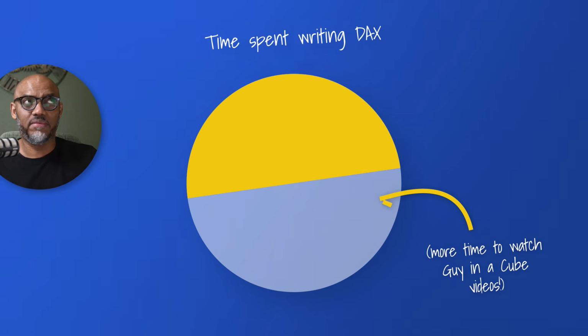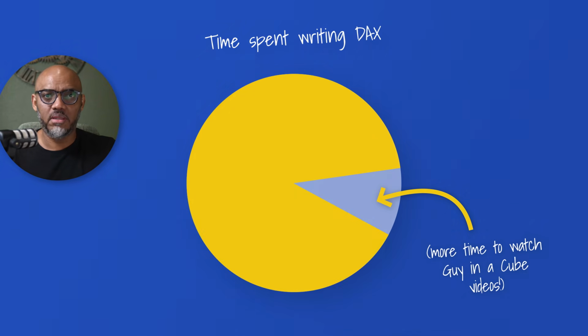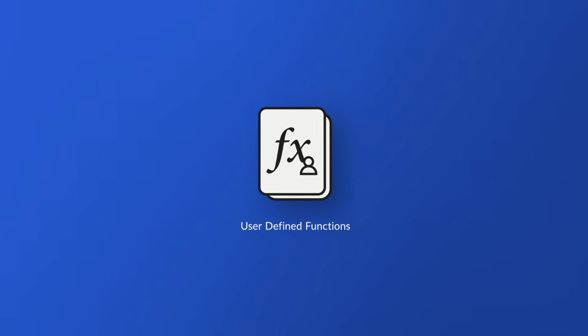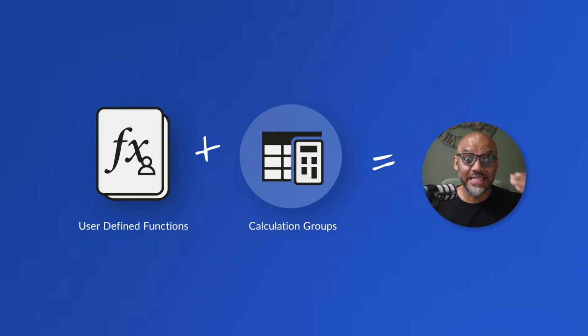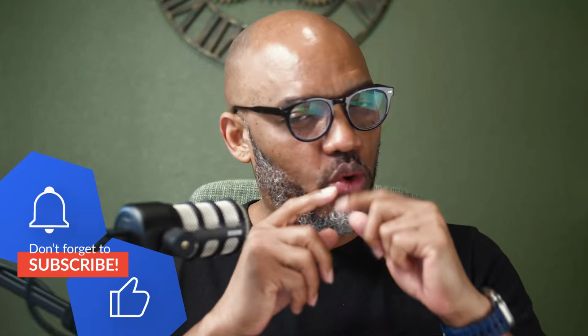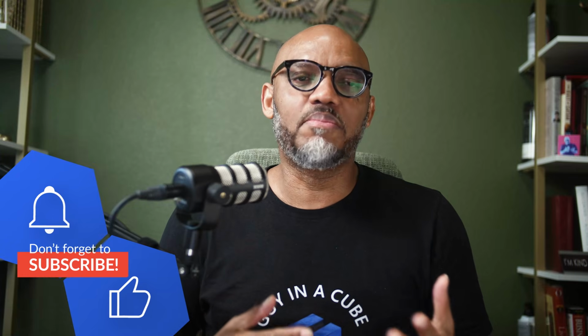What if I told you you could cut your DAX writing in half, or maybe a third, or maybe a tenth? It just depends, without losing any flexibility. In Power BI, combining user-defined functions, or UDFs, and calculation groups isn't just a neat trick, it's a game changer. And today I'll show you how these two features working together in tandem can simplify your model.